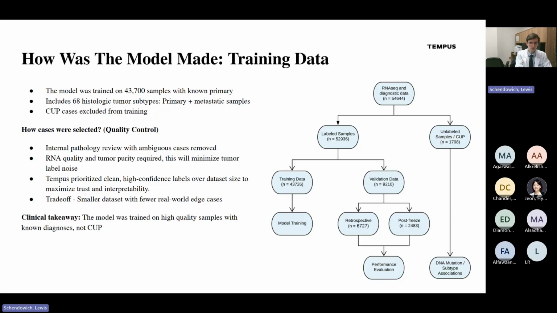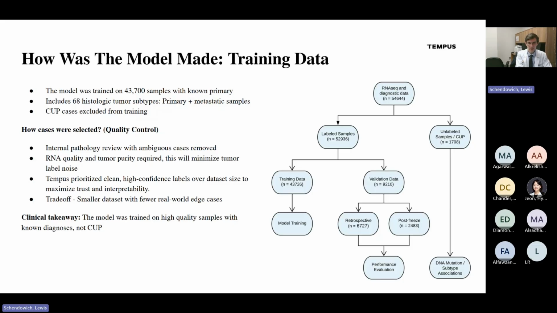RNA quality as well as tumor purity was required for samples to be a candidate for this specific training cohort. Tempus prioritized clean, high confidence labels over dataset size to maximize trust and interpretability. The trade-off is that it's not as large as the CARIS dataset that we'll talk about that they used for training, and there are really fewer real-world edge cases. So, where it's not quite clear what the actual diagnosis is, that was not included in the training dataset, which can be an advantage or a disadvantage.